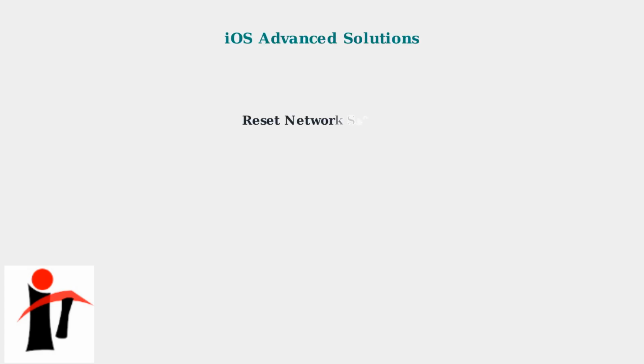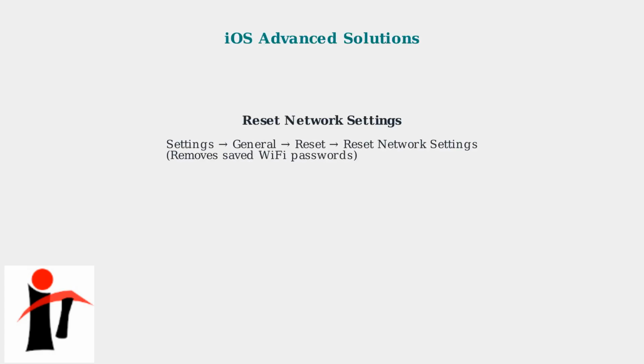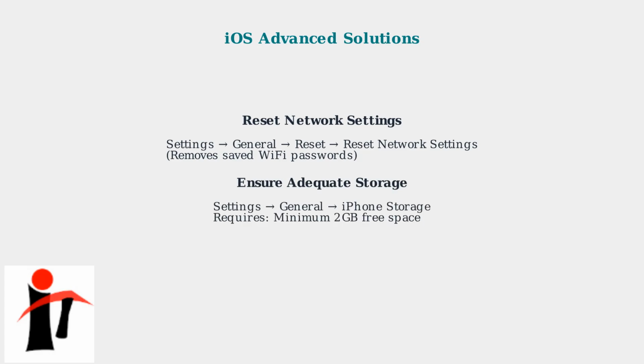Advanced iOS solutions include resetting network settings. Go to Settings, General, Transfer or Reset iPhone, Reset, then Reset Network Settings. Note this will remove saved Wi-Fi passwords. Ensure you have at least 2 gigabytes of free storage space. Check this in Settings, General, iPhone Storage, and free up space if needed.